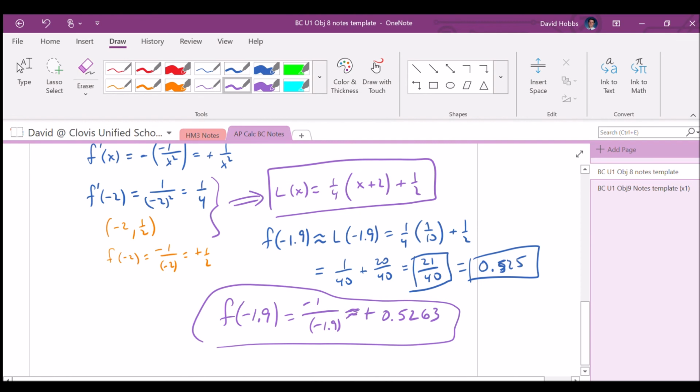pretty good approximation. So the tangent line is a pretty good approximator as long as you are close to the point of tangency. So, you know, the further you get away from the point of tangency, it's potentially not so good. But as long as you're close, it will be a pretty good way to approximate the original function.